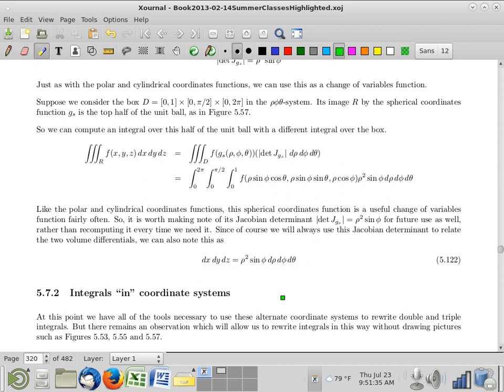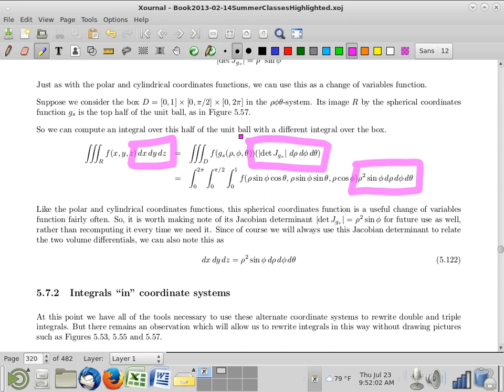So an integral might look like this. Here's an integral over some awkward domain, and if I do that integral using change of variables with this new spherical coordinates change of variables function, here's what dx, dy, dz turns into: rho squared sine phi d rho d phi d theta.